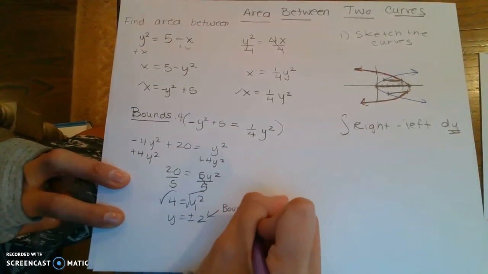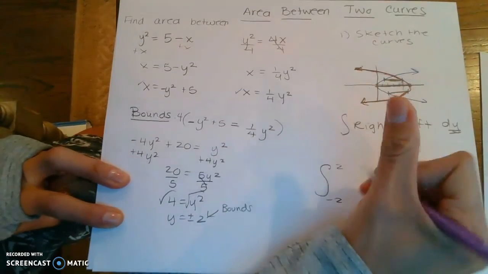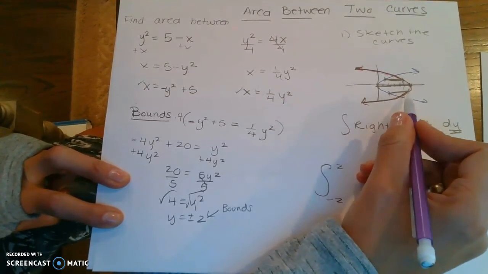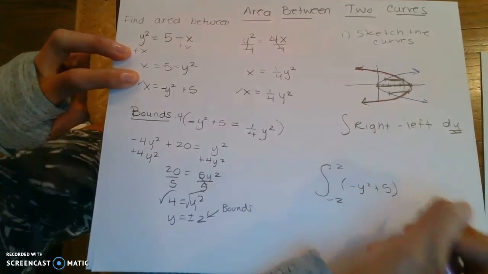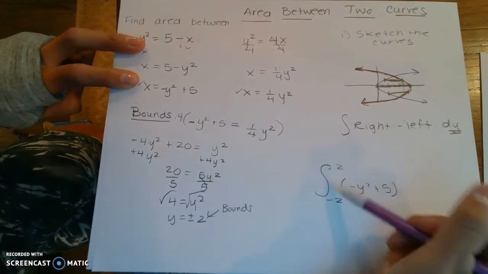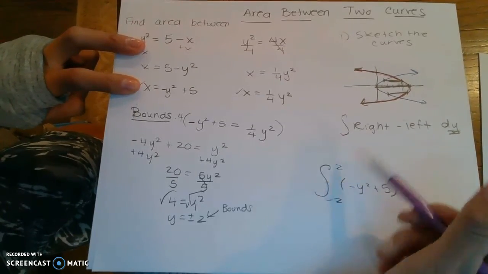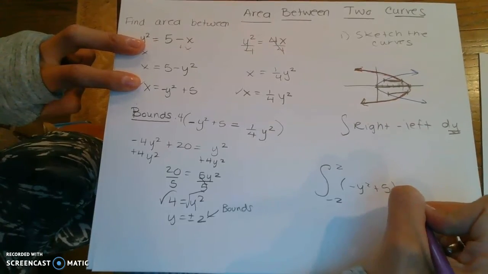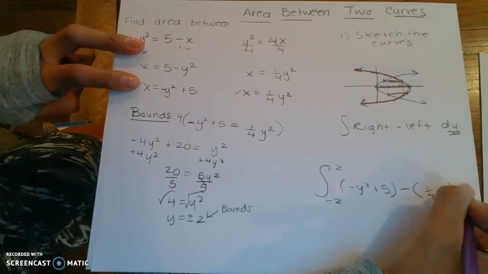When I set up my integral, the bounds will now be 2 and negative 2, which makes sense right here. And it's going to be right minus left. If you see, my red function here is the right function, so I'm going to use this first. And just like our trick before, if we can't sketch it or we're not sure, we want to double check, you can pick a number in between these bounds. If I plug in 0 into the first function, I get 5. If I plug in 0 in the other function for y, I get 0. 5 is bigger, so that's going to come first. So it's right minus left, so this is minus 1/4 y squared dy.